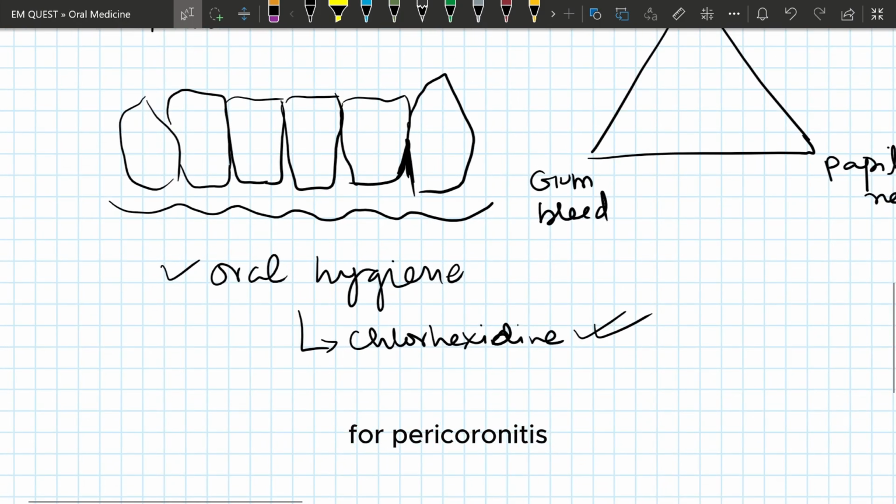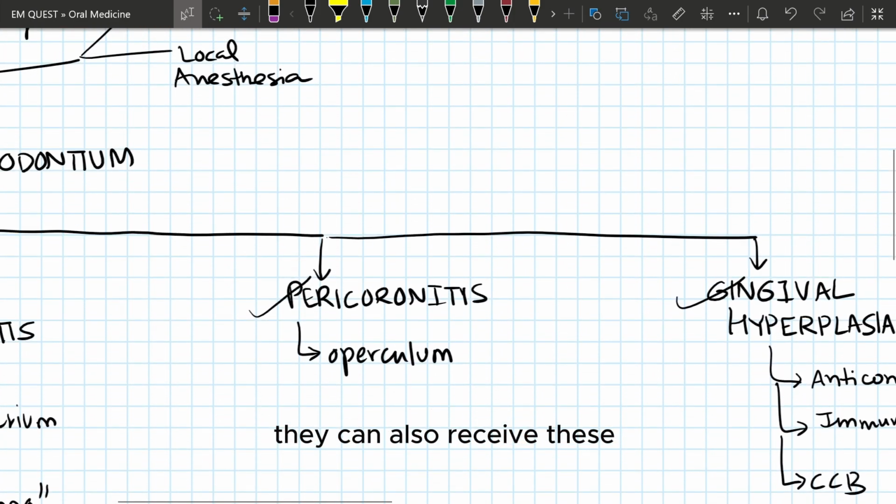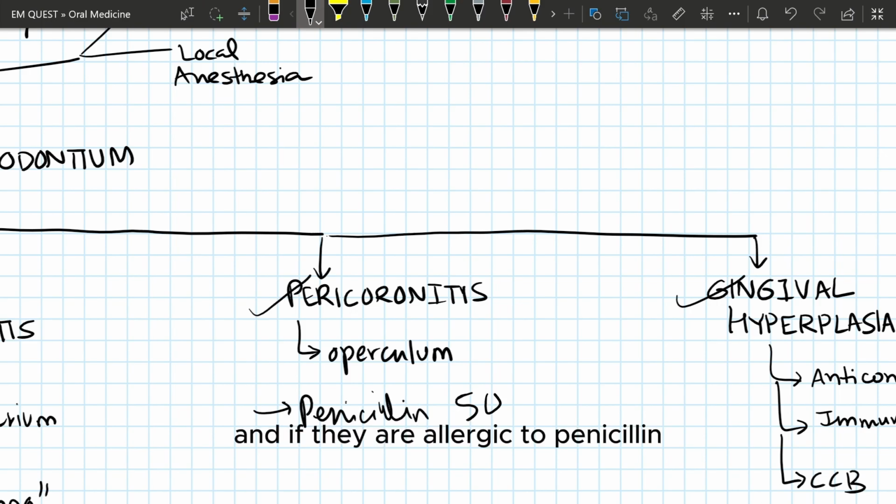For pericoronitis, they can also receive these mouth rinses. Systemic antibiotics in pericoronitis should be reserved for when the case is very severe. So in that case, we are going to give those patients penicillin 500. And if they are allergic to penicillin, then we can give them clindamycin.